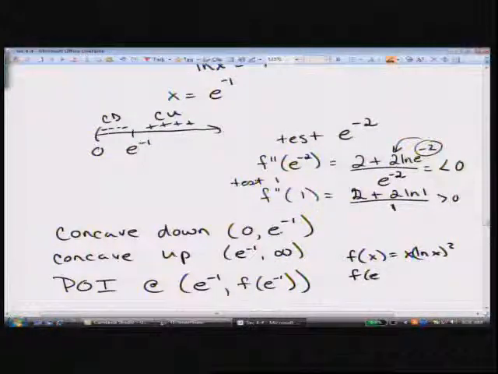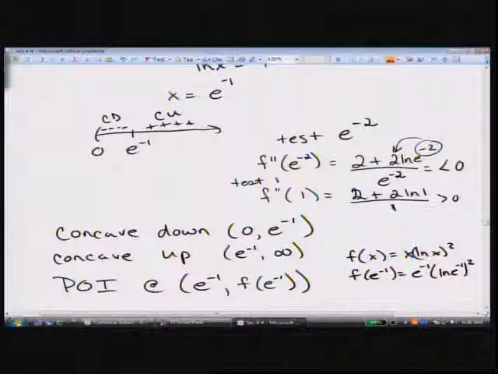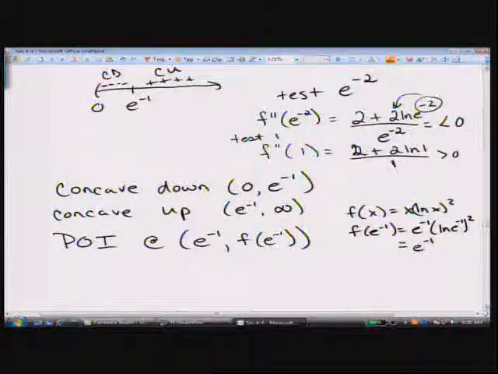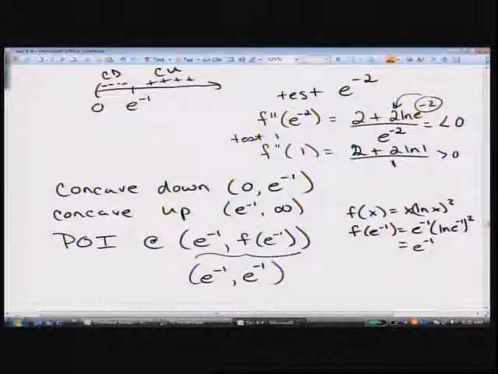So f of e to the negative 1 is e to the negative 1 times the ln of e to the negative 1 squared. What's the ln of e to the negative 1 squared? Say it again? 1. And so this is just e to the negative 1. All right, so that's my y coordinate. So this is the coordinate e to the negative 1, comma, e to the negative 1. Are you just completely uncomfortable with all this e stuff? It's fun. All right, do we have any asymptotes?